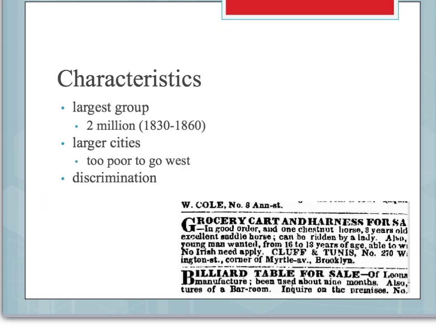As far as the characteristics of this Irish immigration, they were by far the largest group that came over, 2 million people between the years 1830 and 1860. And when they got here, they normally settled in the larger cities on the eastern seaboard, like New York, Boston, and places like that, because they were just simply too poor to go anywhere else. These people were the epitome of poverty when they came over and just had to settle where they could, close to where they arrived.